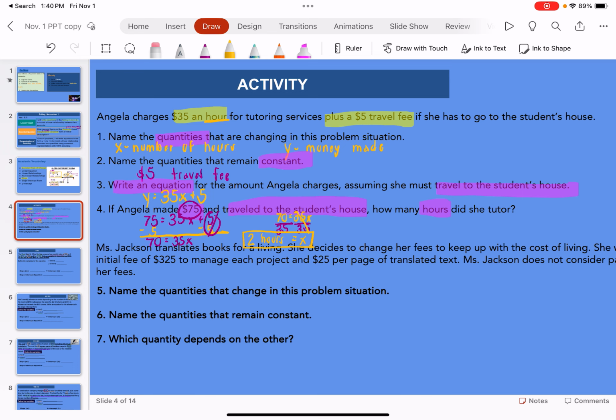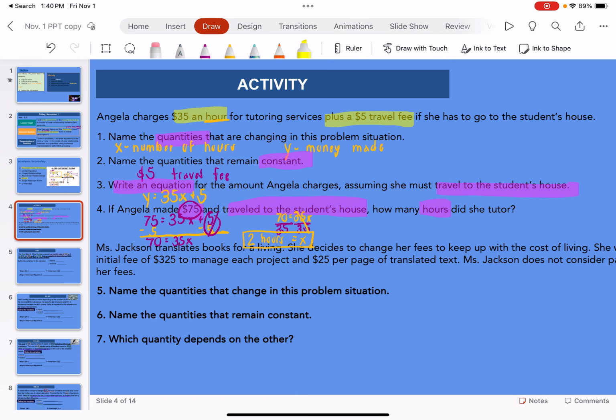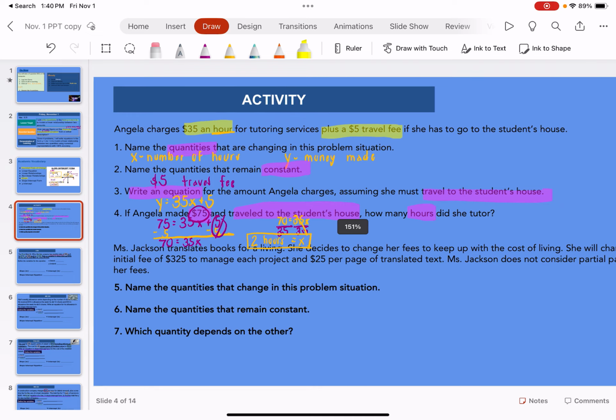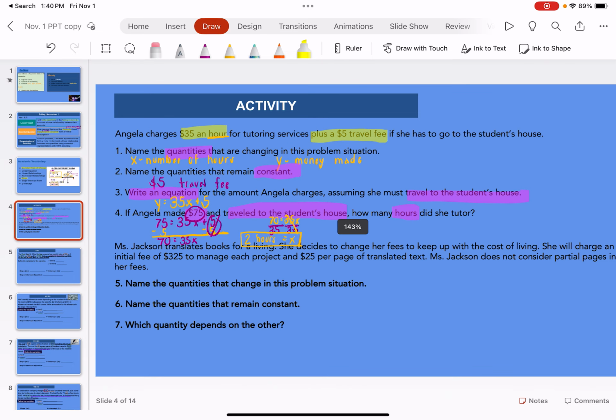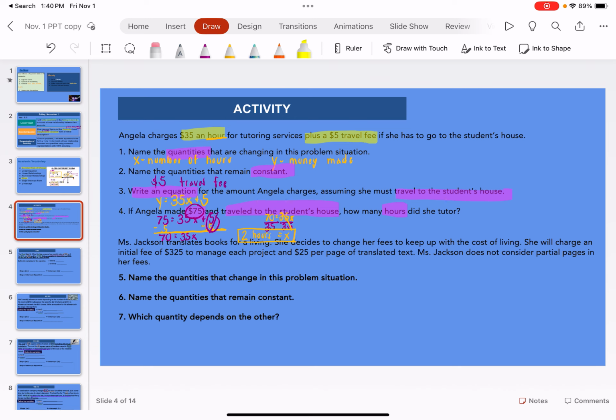And then our next problem, or the next part, says Miss Jackson translates books for a living. She decides to change her fees to keep up with the cost of living, right? So inflation. So she's charging a different amount, probably a higher amount for how much time she's spending. She will charge an initial fee of $325 to manage each project and $25 per page of translated text. So actually, it's not for the amount of time she's spending. It's for the pages that she's translating. Ms. Jackson does not consider partial pages in her fees.